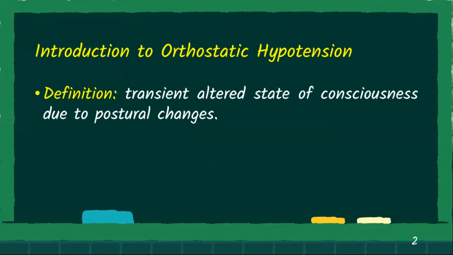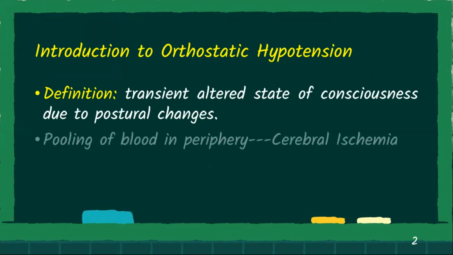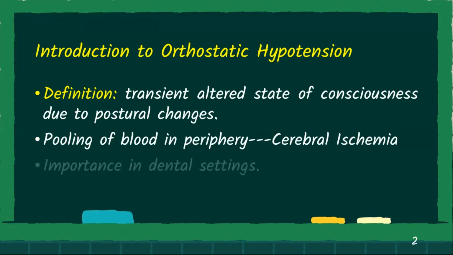Orthostatic hypotension occurs when a person stands up from sitting or lying down, causing a drop in blood pressure. This is also known as postural hypotension. This happens because blood pools in the lower parts of the body, that is the periphery, and is not quickly returned to the heart and brain, leading to a temporary decrease in blood flow to these areas. Understanding this helps in managing patient safety effectively.